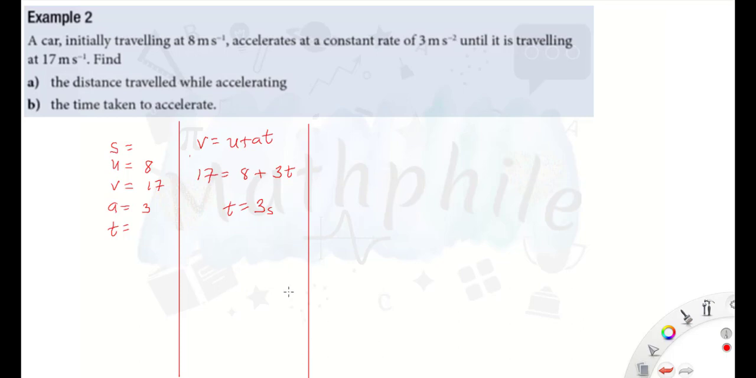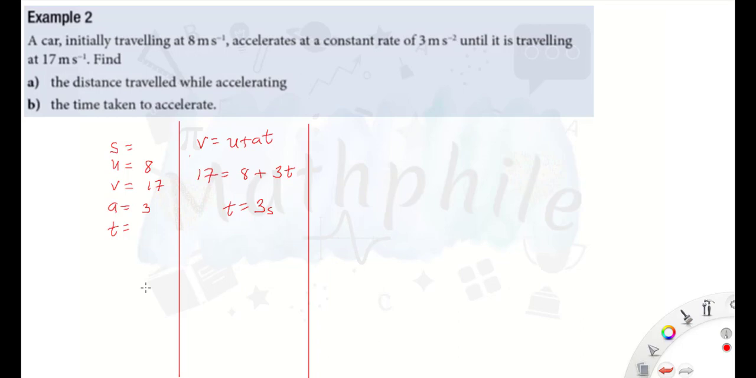Okay. Now we can find another one. Wait, what did you get? 3. Oh, I'm wrong. 3. Yes. What did you get? I used a different SUVAT equation. Okay, which SUVAT equation did you use to find time?